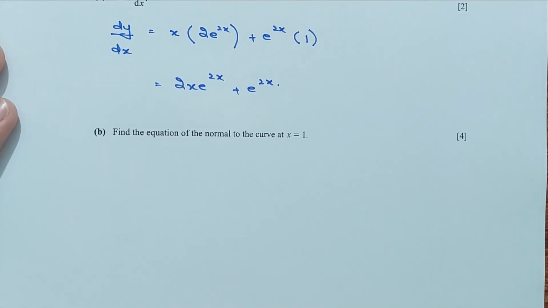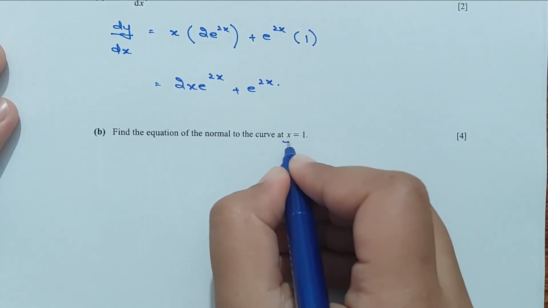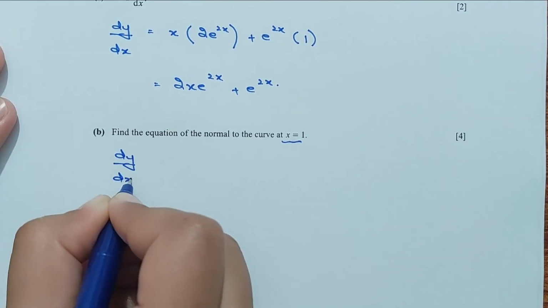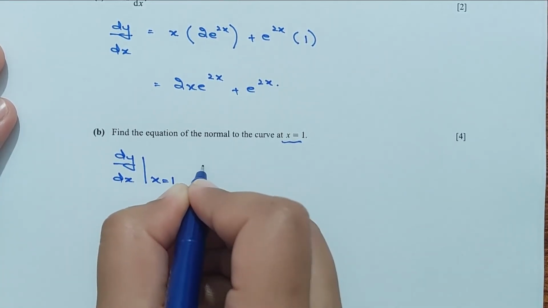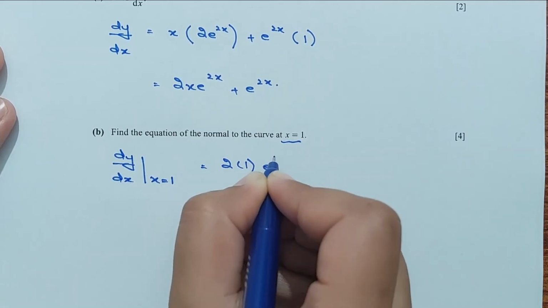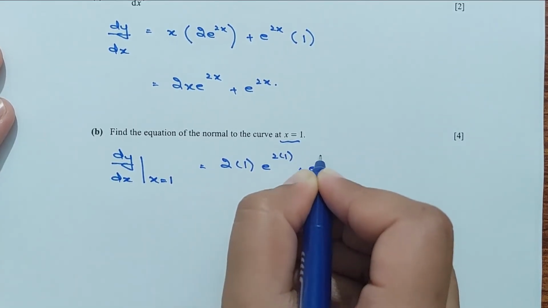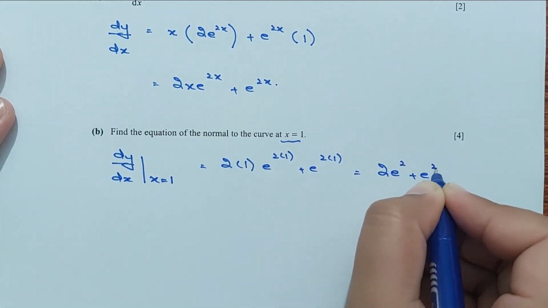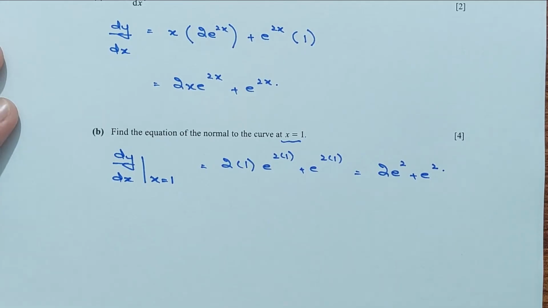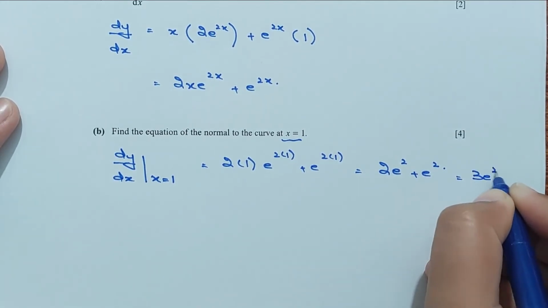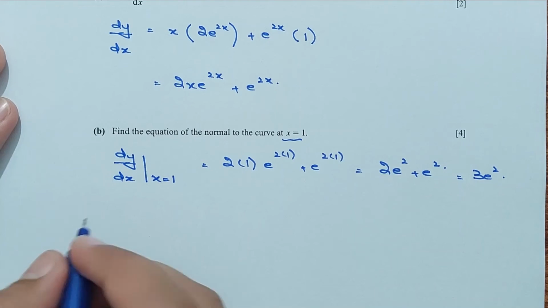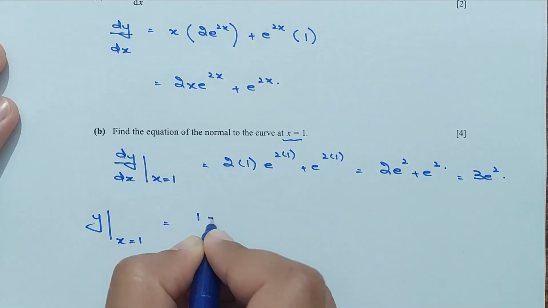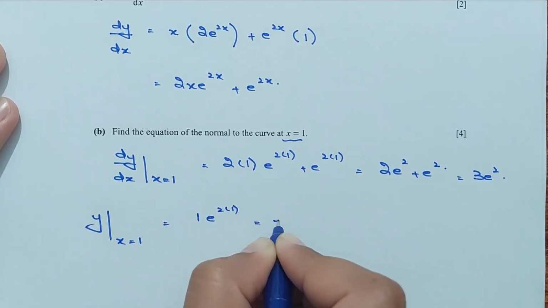Now for part B, find the equation of the normal to the curve at x equals 1. Right. For the equation of the normal, we have to find dy over dx at x equals 1. So 2 into 1 e power 2 into 1 plus e power 2 into 1. So this is 2e square plus e square, so this is 3e square. Right. So we have x equals 1. What is y? So y at x equals 1 is 1 e power 2 into 1. So e square is the y.